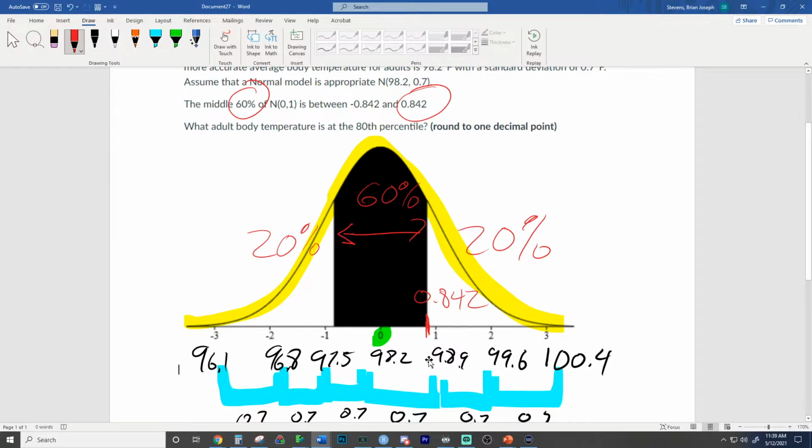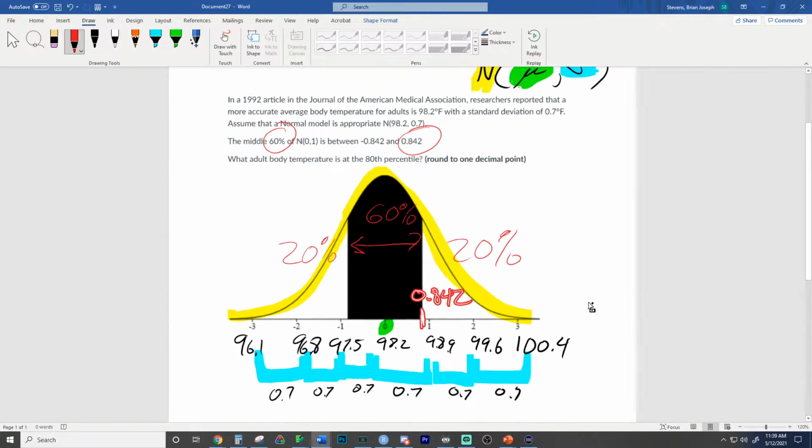What do you think would be a body temperature? 98.7, good guess right there. Somewhere around there, right? So whatever answer we get should be near there. What does the z-score tell us? How many standard deviations an observation is above or below the mean.